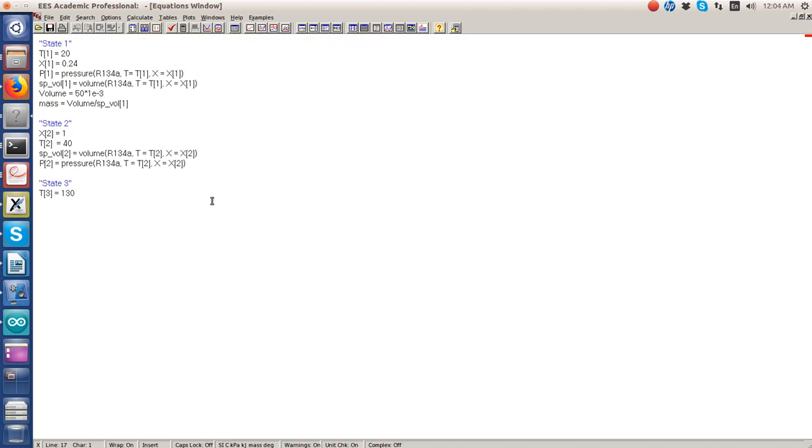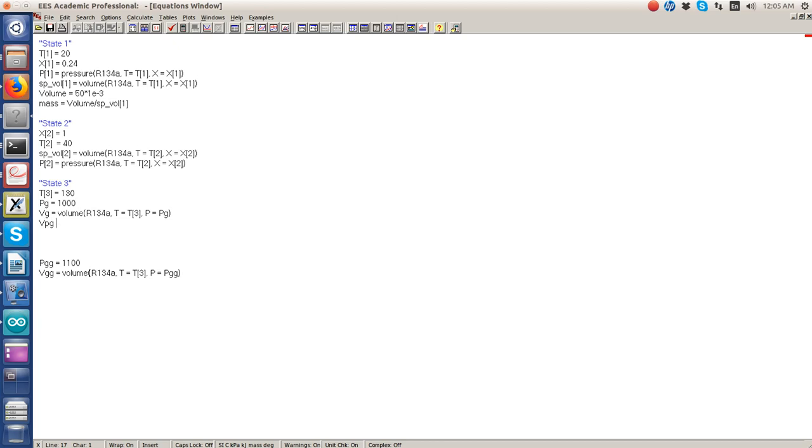So state 3, let us make one P guess equal to 1100 kilopascal. So let us find out what V guess is equal to. It is equal to the volume of R134A at T equal to T3 and P equal to P guess. Similarly, let us assume another P double prime, so another guess point, 1100 kilopascal. V guess equal to volume of R134A at T equal to T3 and P equal to P guess. So these are the volumes estimated if the temperature was 130 degrees Celsius and the pressure is this.